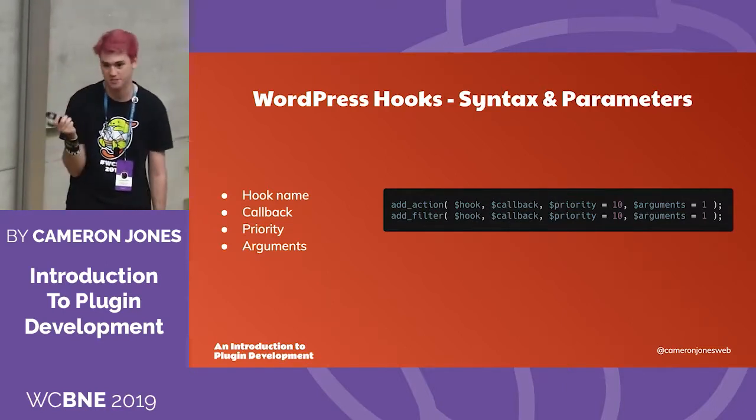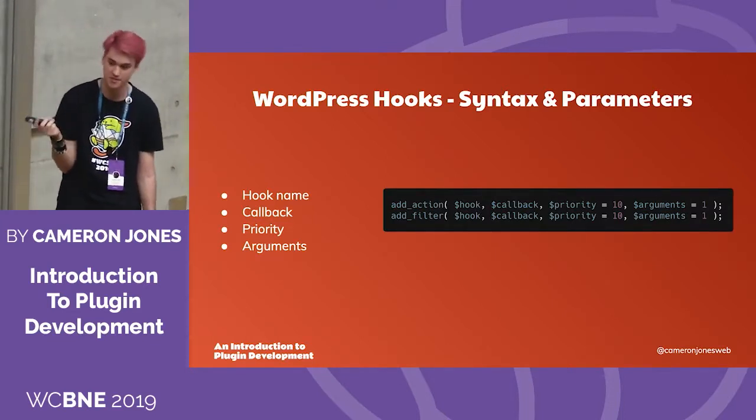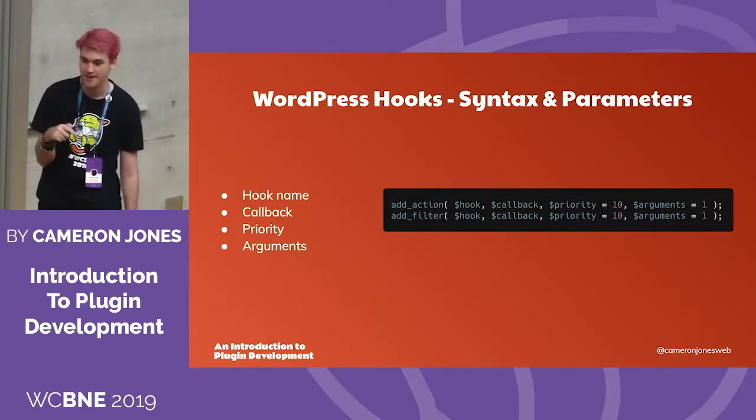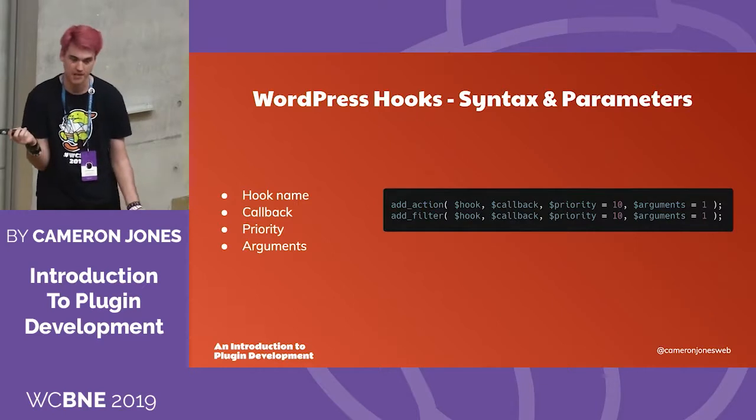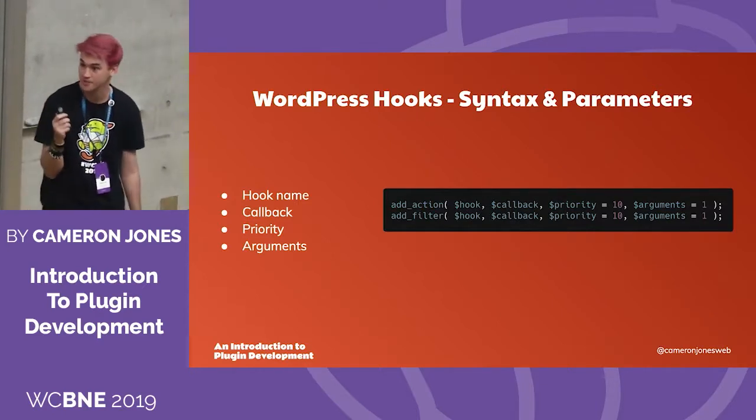Priority, so this is what order that it runs in, so the smaller the better, and you can even use negative numbers. A default for that is 10. And arguments, which is parameters that get passed through to your callback. And so in the examples, you'll see how those work.